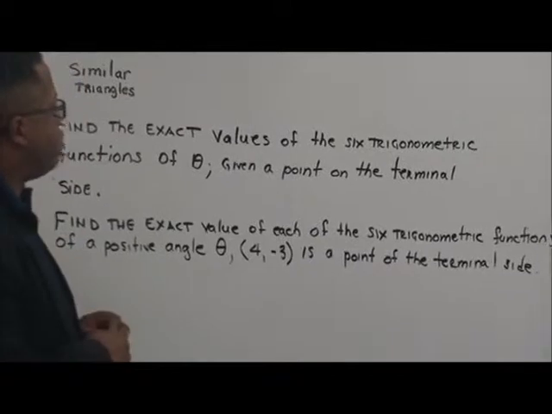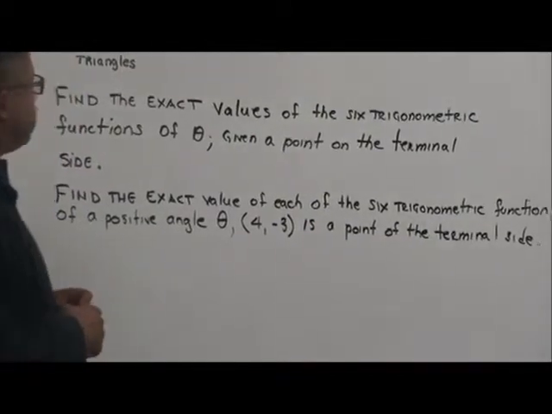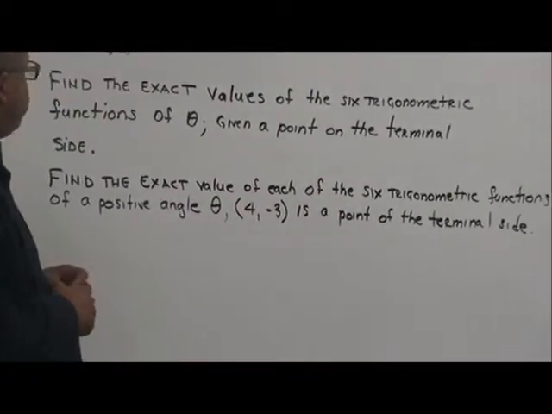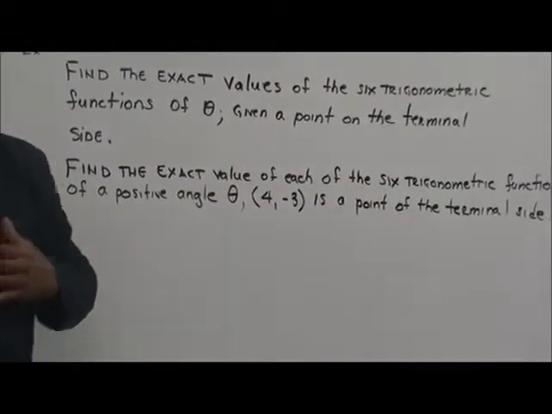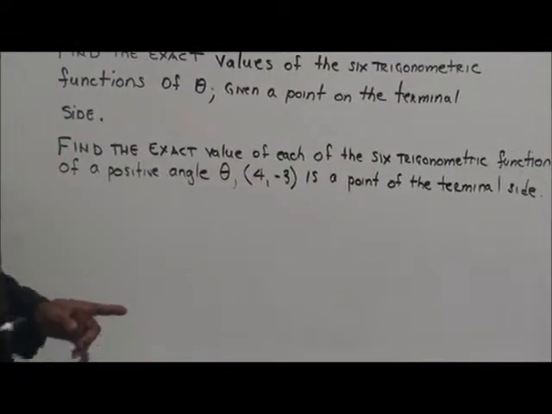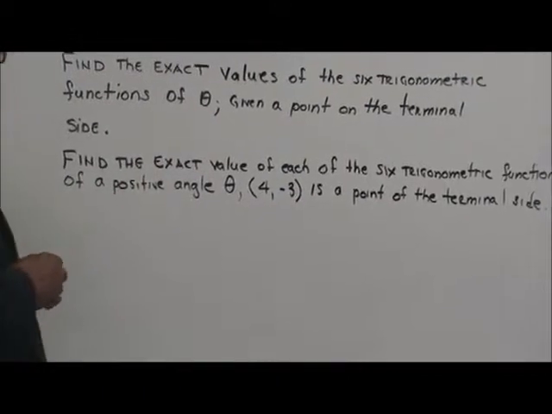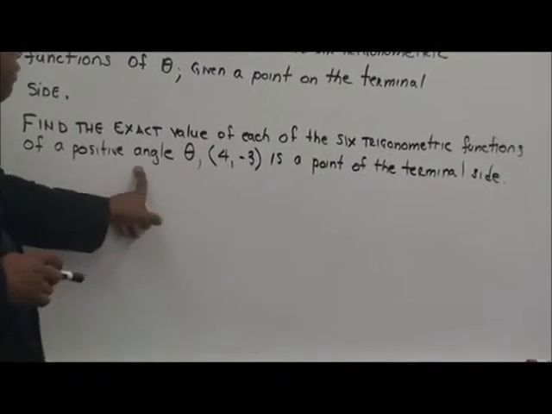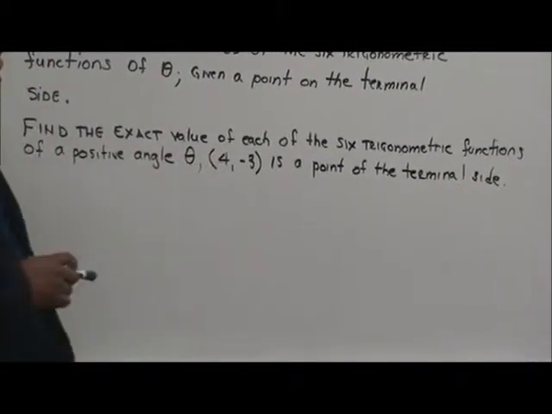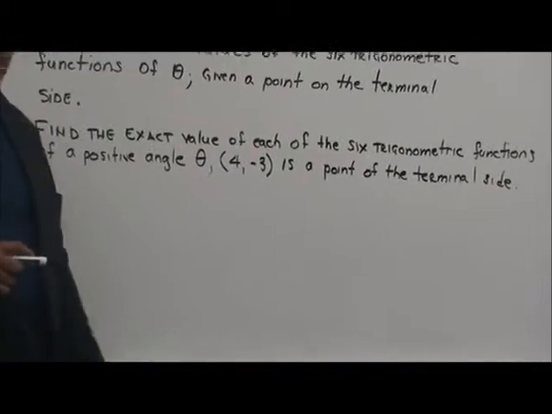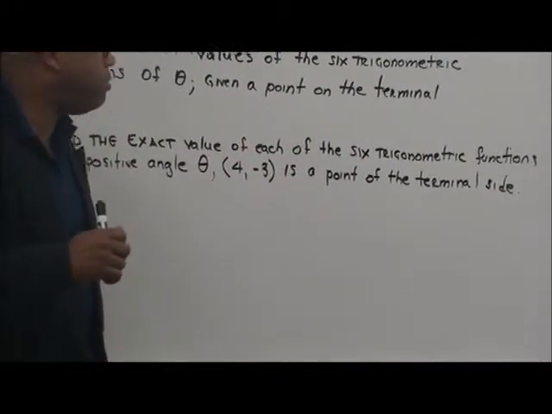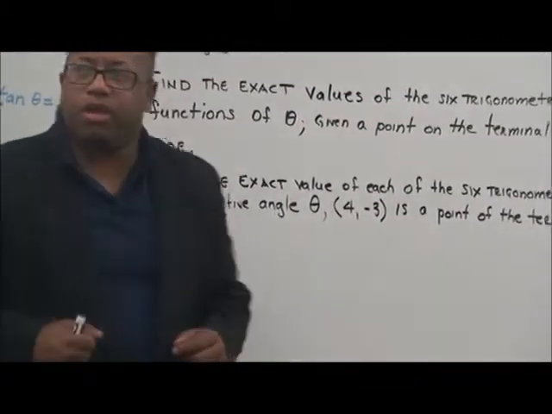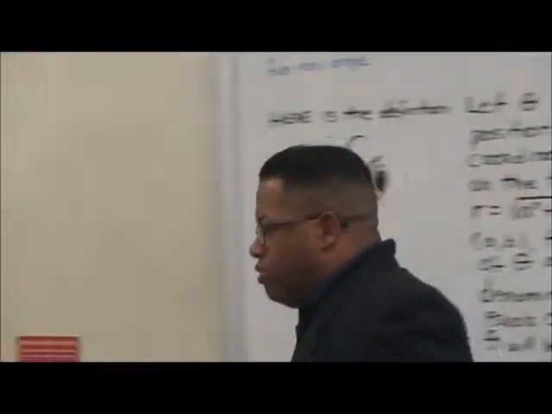Find the exact value of the six trigonometric functions of theta given a point on the terminal side. This is what this video is about today. The problem is to find the exact value of each of the trigonometric functions of a positive angle theta, where the point (4, negative 3) is a point on the terminal side. Now follow me, and I will show you the graph, and then we'll show you the setup of the problem.